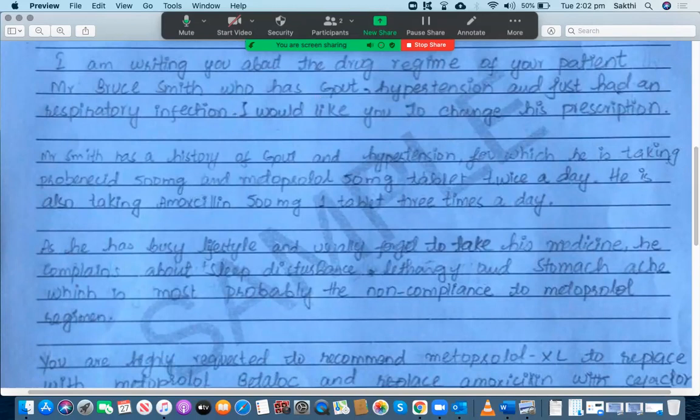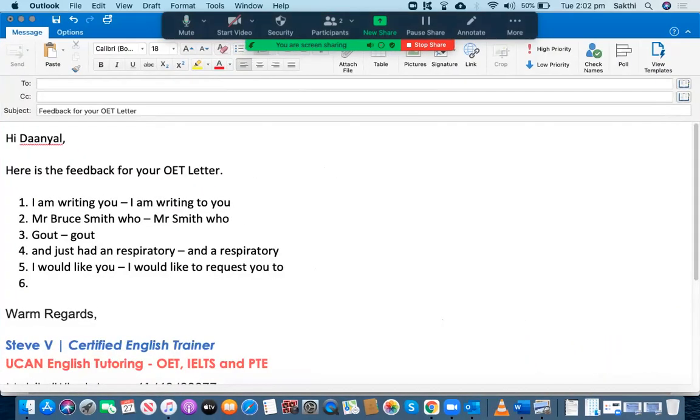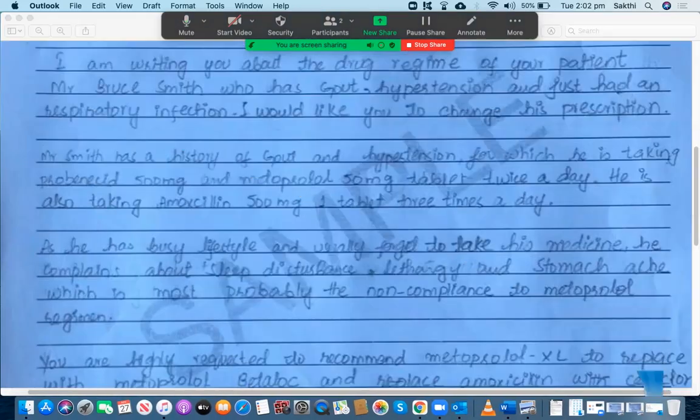Smith has a history of gout. Again, gout, for all the conditions, unless they come at the beginning of the sentence. If gout starts the sentence, then it must have a capital letter. But apart from that, you shouldn't write any condition, disease or symptom in capital letters. You should not do that, please.